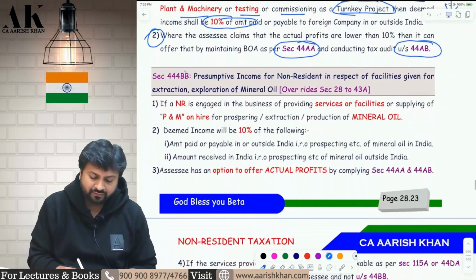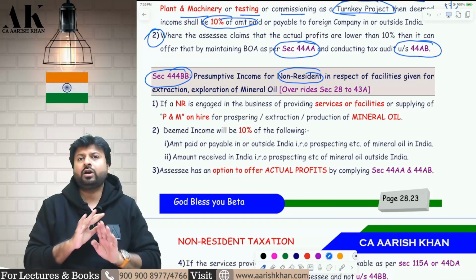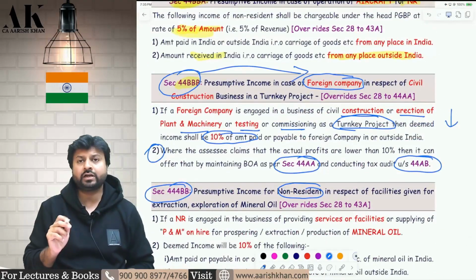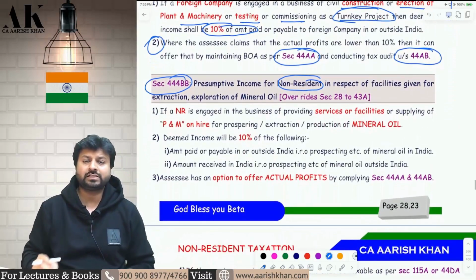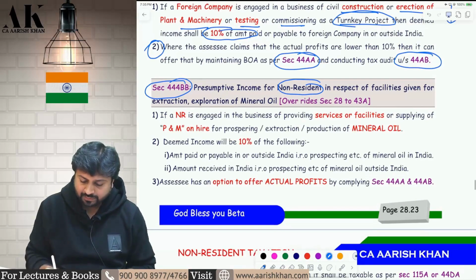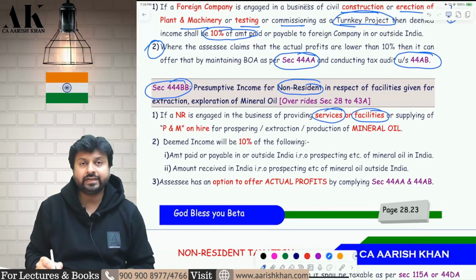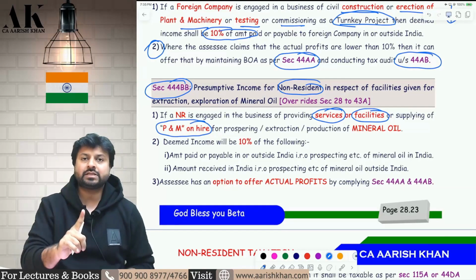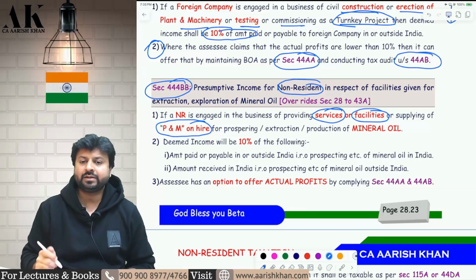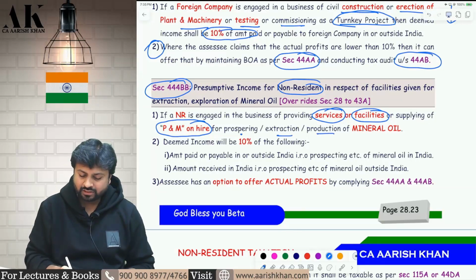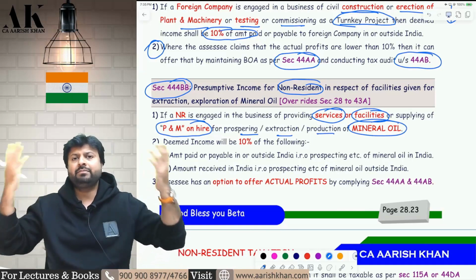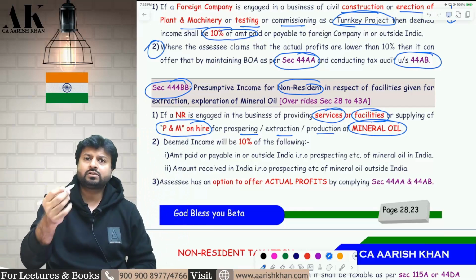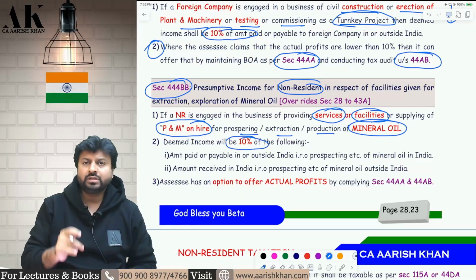Okay. Now the next section 44BB, this is also applicable to all non-residents. Just 44BBB is only applicable to foreign company. Rest all the sections are applicable to all non-residents. Now what is the assessee doing over here? The assessee is providing some services, providing some facilities, or giving plant and machinery on hire, for what? For extraction, production, or prospection of mineral oil. Okay, I am engaged in mineral oil business. I am taking some services, some facility, or some plant and machinery on hire from the non-resident. So whatever income the non-resident will earn, that will be subject to 10% deemed income.